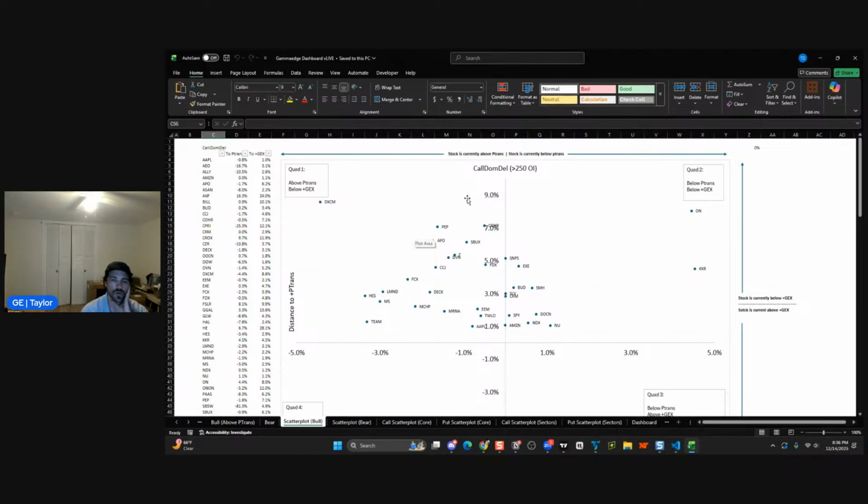And then, where are the good risk to reward names? By risk to reward, it means they're close to P-Trans, but further away from plus GEX. The higher up on the y-axis means the further they have to go to plus GEX, and the closer on the x-axis means the closer to P-Trans they are. As an example, Starbucks is like a 6% upside to 1% downside. So very good risk to reward.